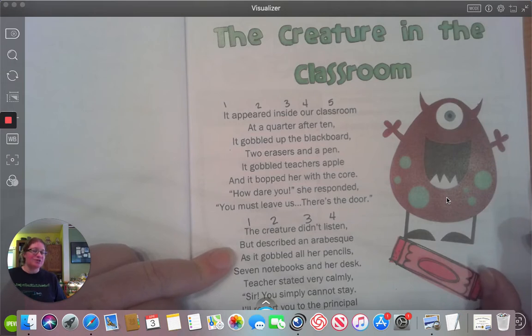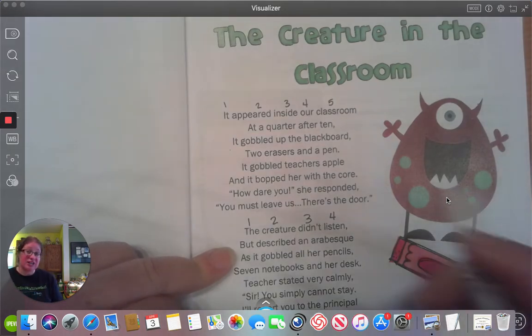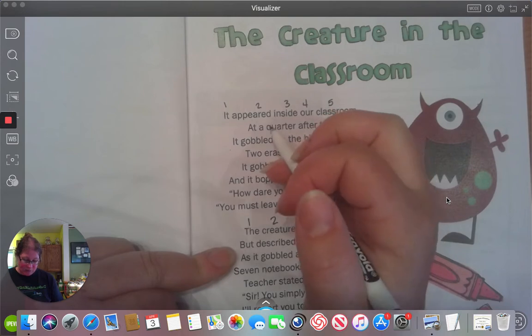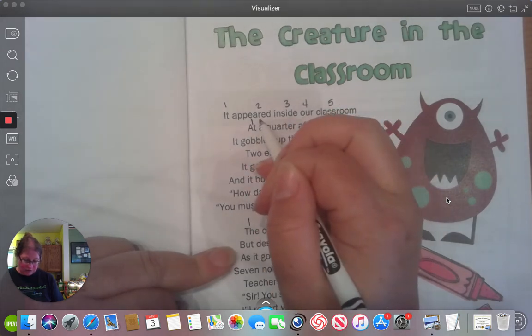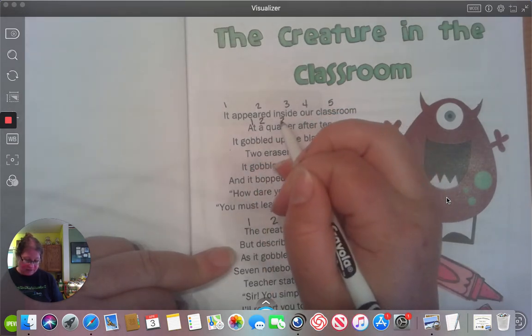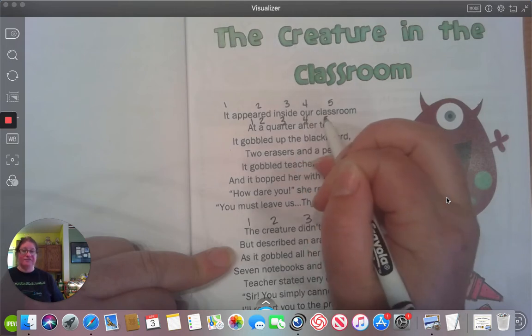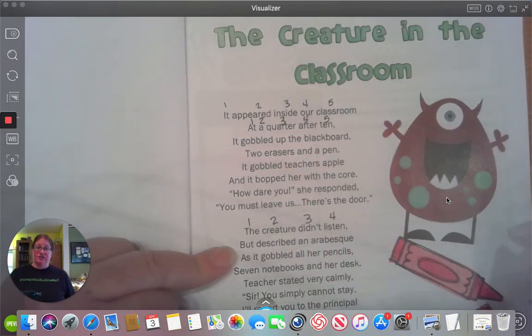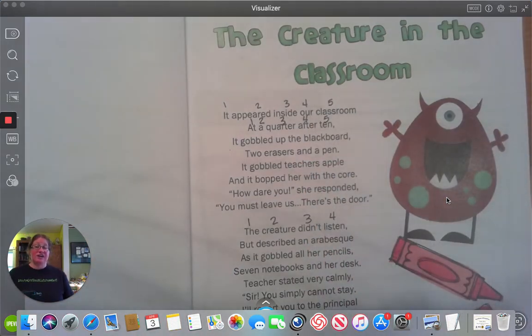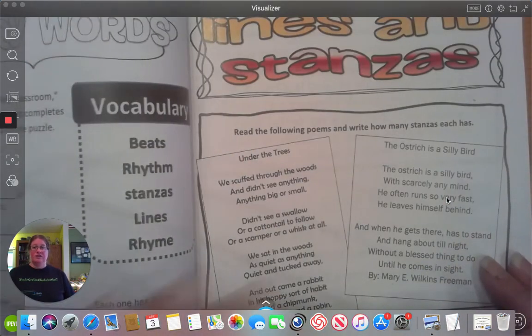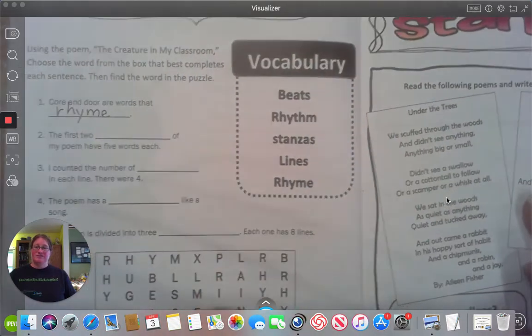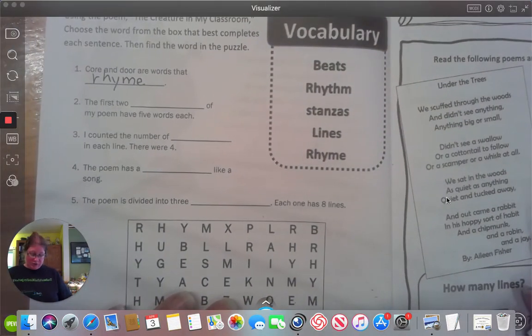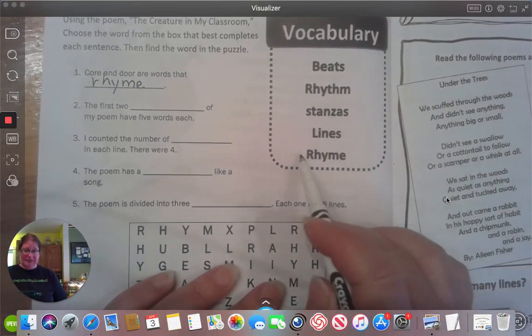But let's double check our work. Let's count the lines this time. 1, 2, 3, 4, 5. Do our first 2 lines each have 5 words? Yes. So now go back to your page and use the correct word to fill in the blank.